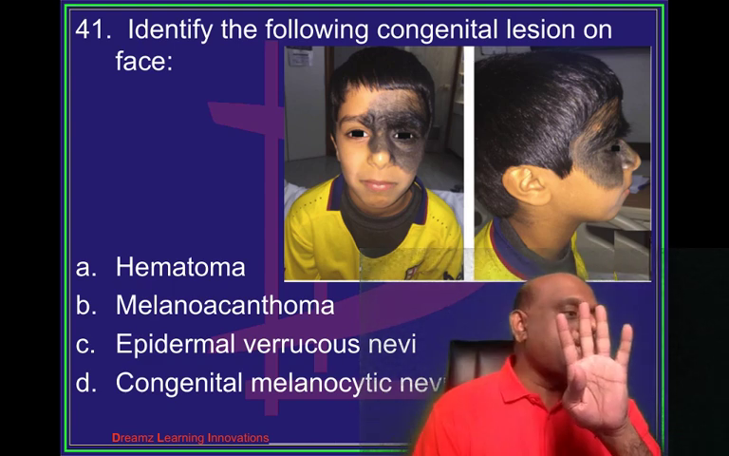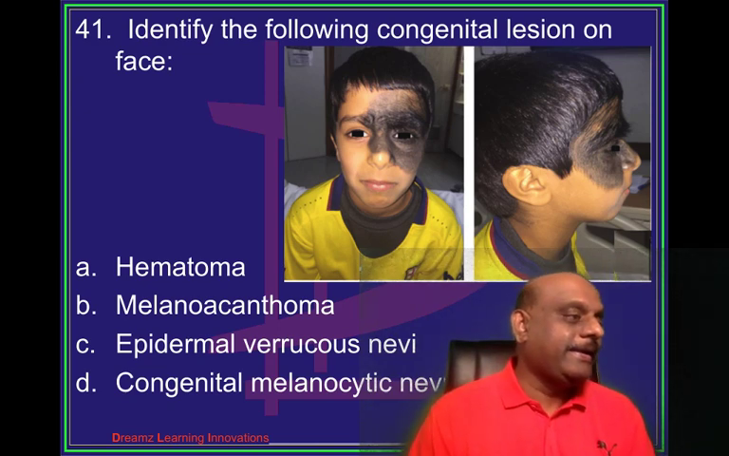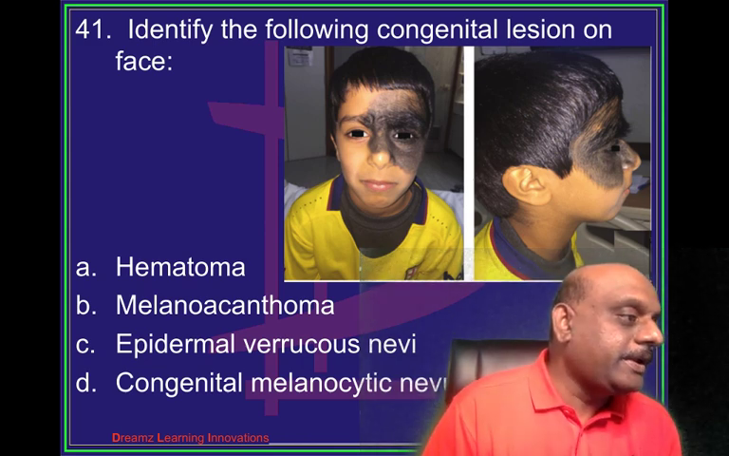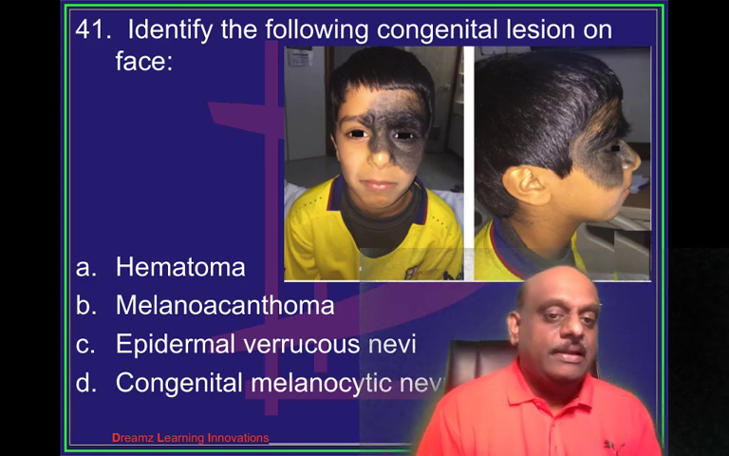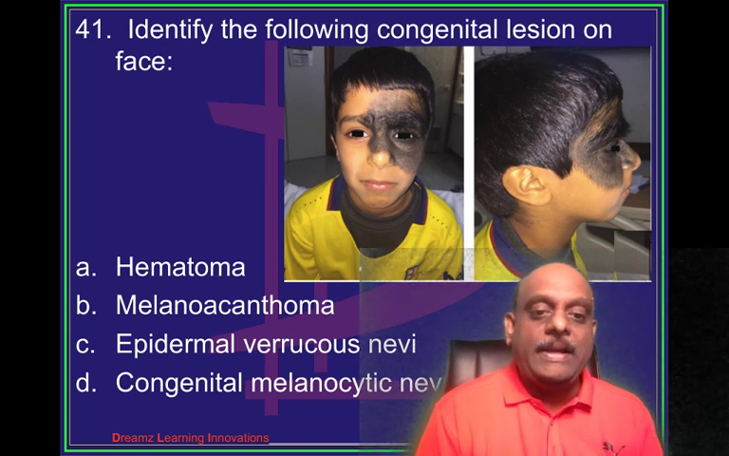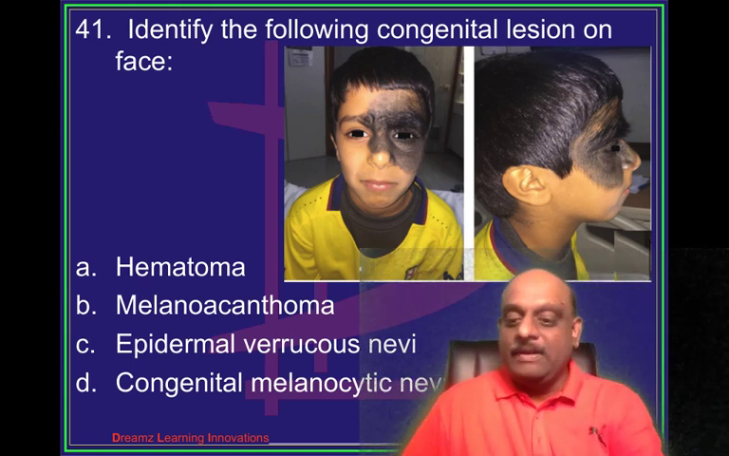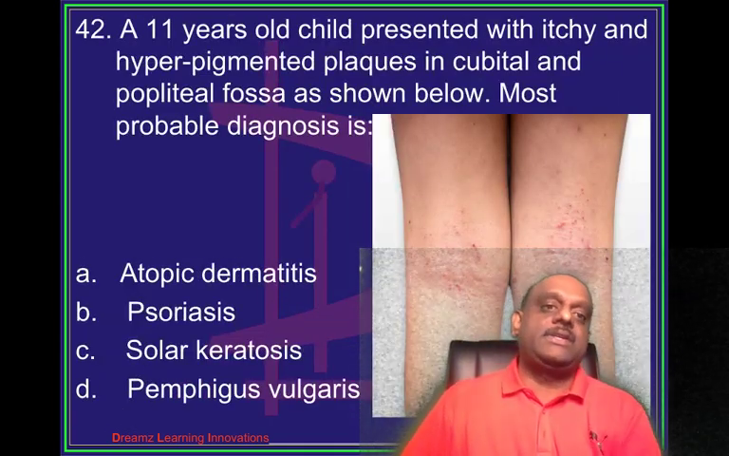There are 4 lesions, Ranjit ji, in the earlier question, right? So, Rizwana Ali is proposing melanocytic nevus. Chandrakant is thinking epidermal verrucous nevi. Okay, good. So, it is congenital melanocytic nevus.